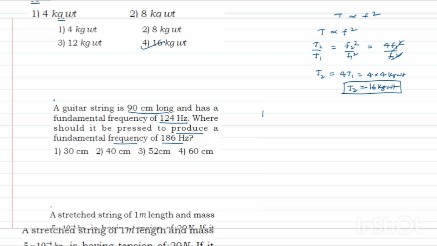So here the tension in the string is constant, students, and f equals 1 by 2L into root over T by mu. If tension is constant and the density of the wire is also constant, then f is inversely proportional to length. And here we need to calculate the final length value. L2 by L1 equals F1 by F2, so L2 equals F1 by F2 into L1.